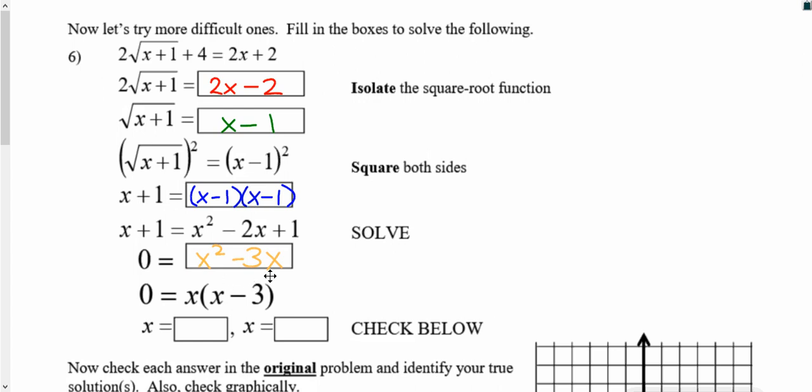This again is still a quadratic, but it has a GCF of x. So if I factor an x out in front, my second factor will be x minus 3. Finally, I set each factor equal to 0. So x equals 0 will just give me 0, and x minus 3 equals 0 will give me x equals 3. So I have 3 and 0, which are two solutions, but I still have to check them to make sure they work in the original equation.